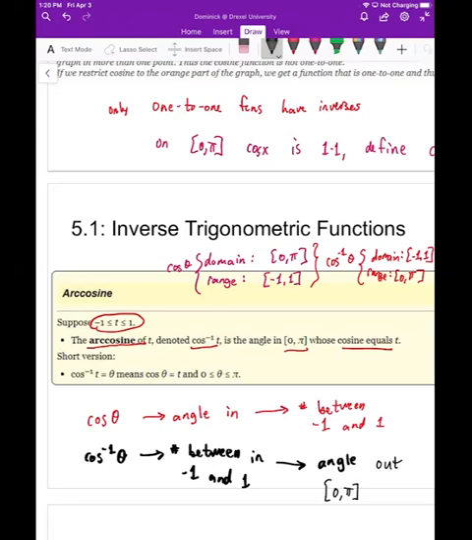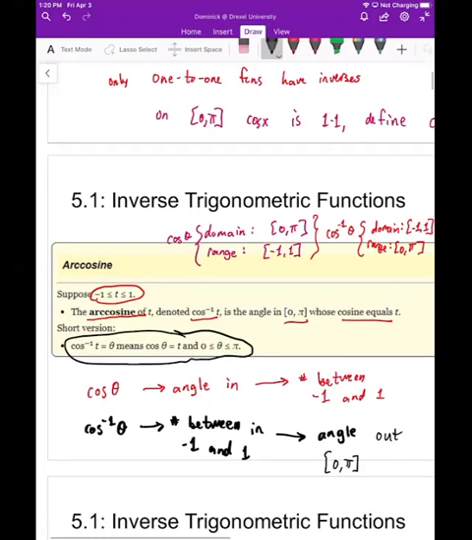Okay. And a nice, concise way of looking at this is that if you have arccosine of t equaling theta, that means that if you take cosine of that theta, you get t, right? And of course, to maintain the one-to-oneness, we just require that our angle is between 0 and pi.